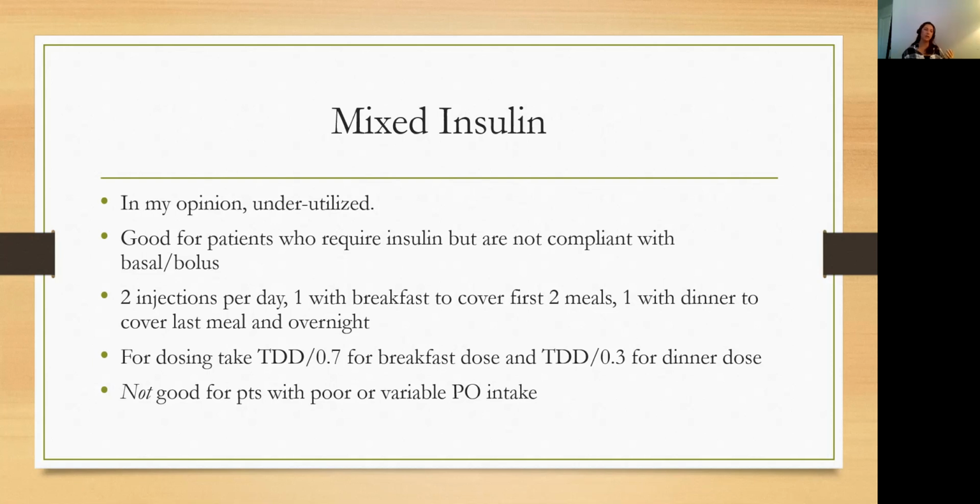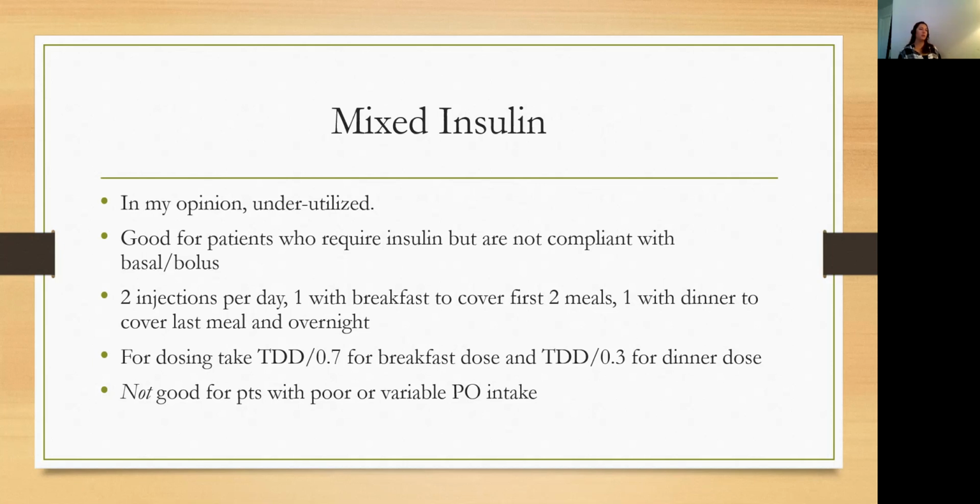So let's say somebody comes in to see you and they're supposed to be on, let's say, Lantus 10 and 3 units of Novolog with meals. They're probably not taking it. But if that's an appropriate dosing for them, their total daily dose would be 10 plus 3 times 3, so 9. So 19 would be their total daily dose.